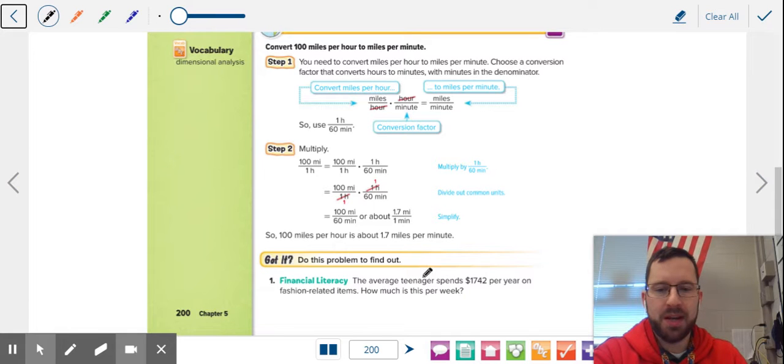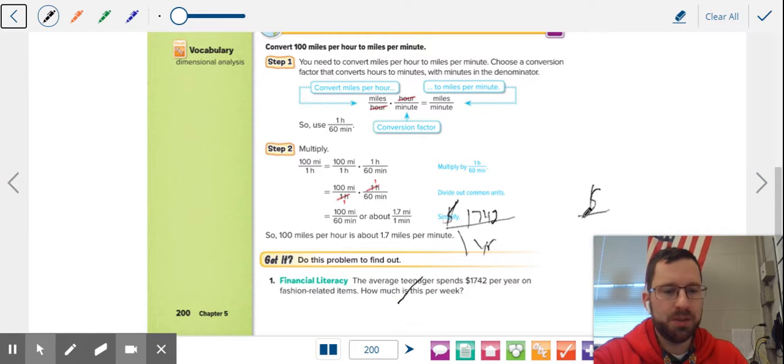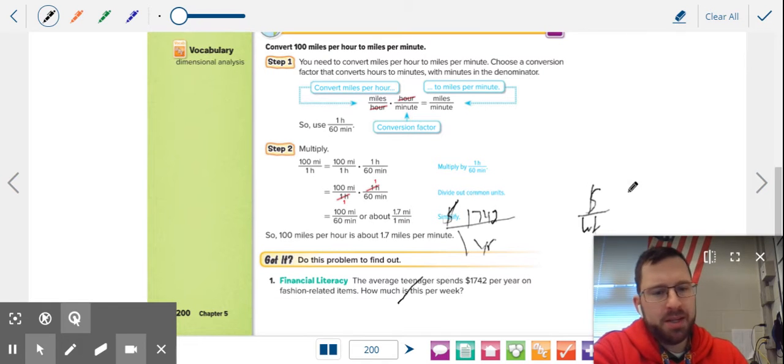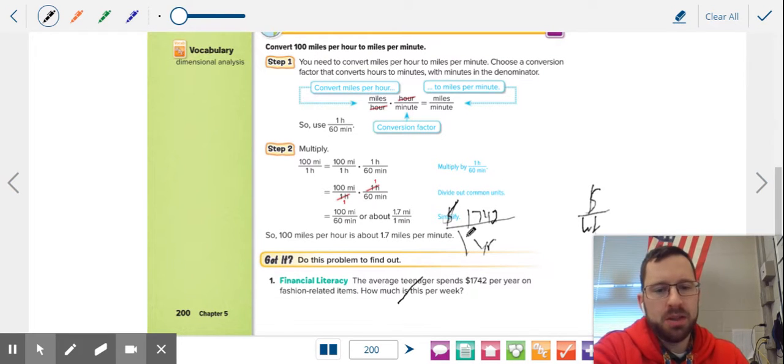So let's say we have this teenager here that spends $1,742 per year on fashion-related items. So first take and write your unit rate, $1,742 per 1 year. How much is this per week? So money per week. So our goal, I always write the goal at the end, money per week. And this helps me see what do I need to change. Do I need to change one or both? So we look, money is already money, so that doesn't need to change. Years does need to turn into weeks. So we got to look, what is the conversion between years and weeks? 1 year is 52 weeks.